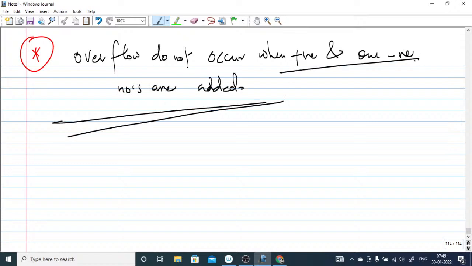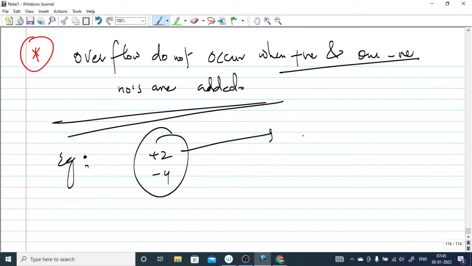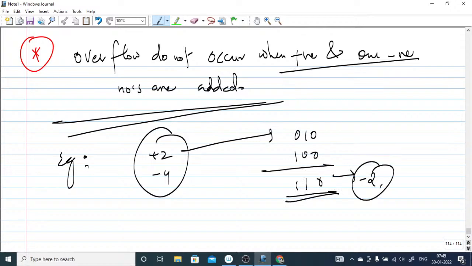In the examination, in an MSQ, multiple select question, they might ask this. If I take an example to explain, +2 and -4. +2 has the representation 0 1 0, considering 3 bits only, and -4 means 1 0 0. Now add them, so 1 1 0. This is -2. You are adding one positive and one negative and you are getting a negative, so you have got -2. This is a very easy concept, and there is no overflow.